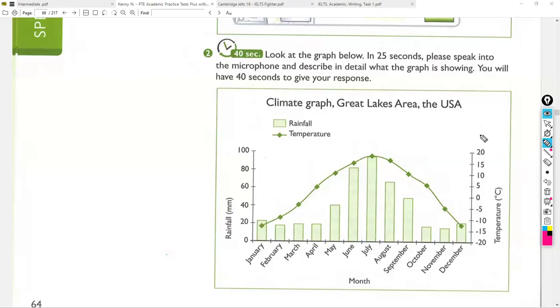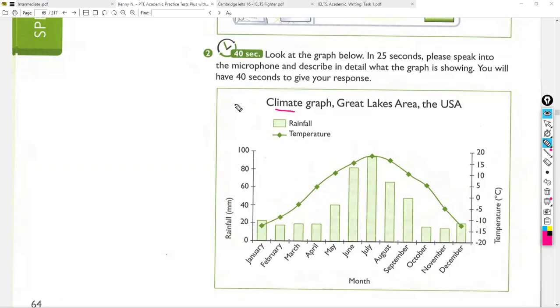Okay. So on this climate chart graph, this is a climate graph. We can see the rainfall, the millimeter, and the temperature.